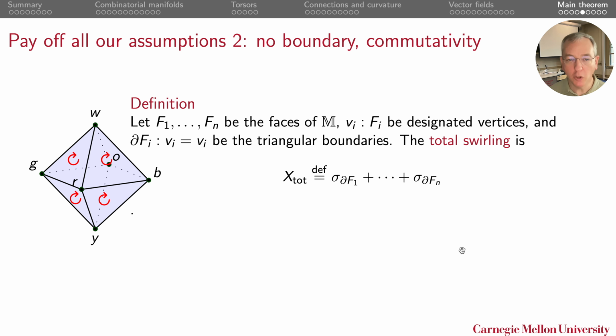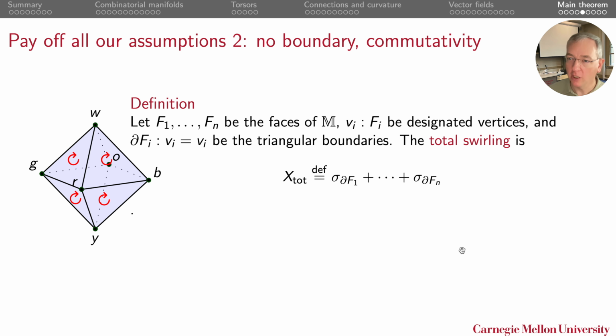So if we enumerate the faces of M, F1 through Fn, and if we designate a base vertex for each face's boundary, so we pick a Vi for each Fi, then all of the loops around each face, boundary Fi, they're all loops now. They're paths from Vi to Vi. Let those be all the triangular boundaries. We can now define the total swirling.